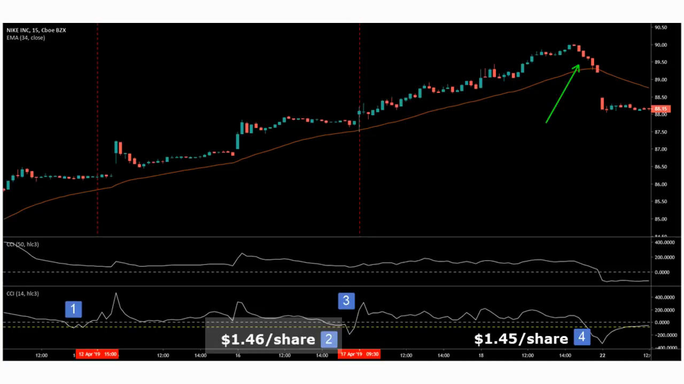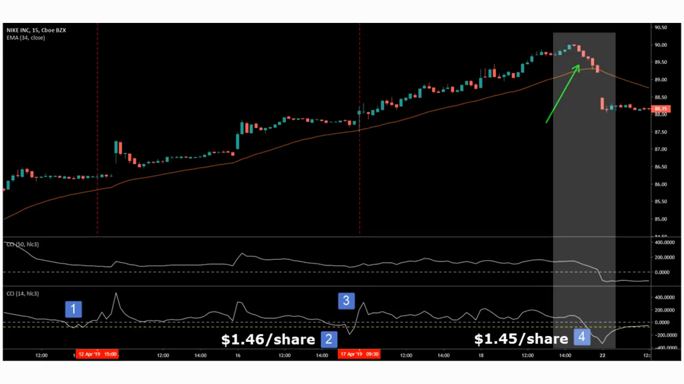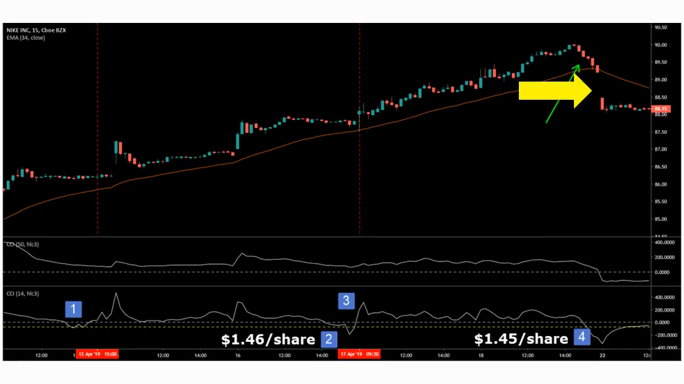Number 3, the 50 CCI is still on the long side. The 14 CCI crosses back over the zero line, trade entry. Number 4, the 14 period CCI drops below the zero, and we exit for a $1.45 per share profit. And what's interesting to note is that the CCI crossing zero would have you exiting prior to that gap down in price. So let's wrap it up.